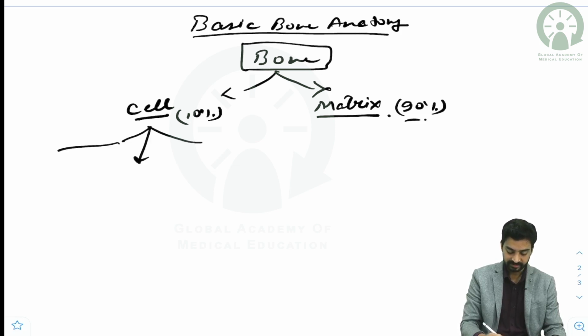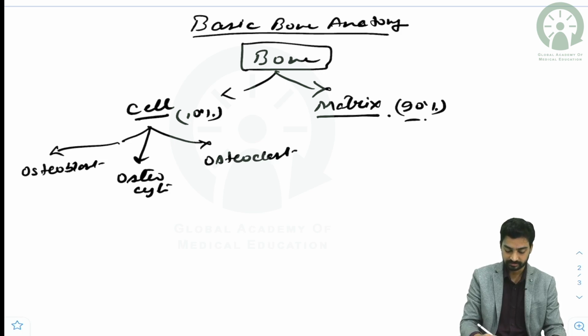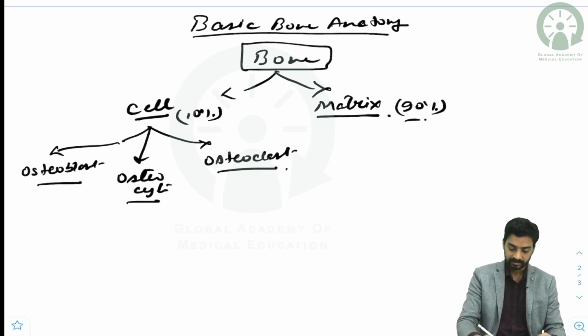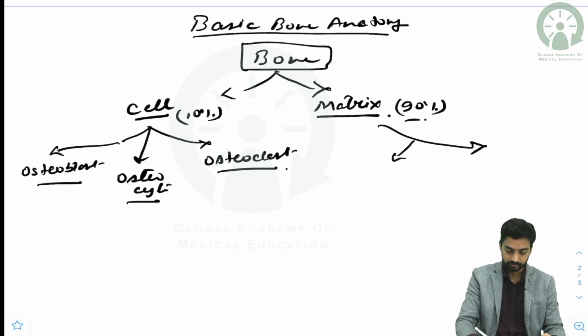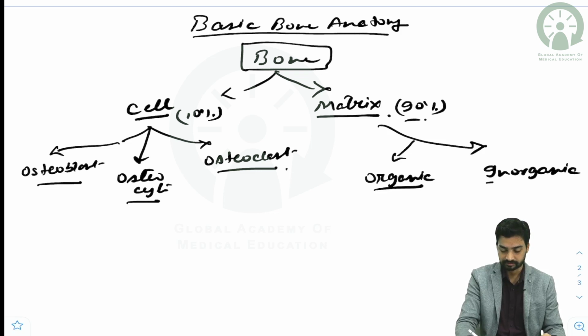All right, so the cell can be divided into three parts: osteoblast, osteocyte and osteoclast. And the matrix portion can be divided into two parts. One is organic and second is inorganic.